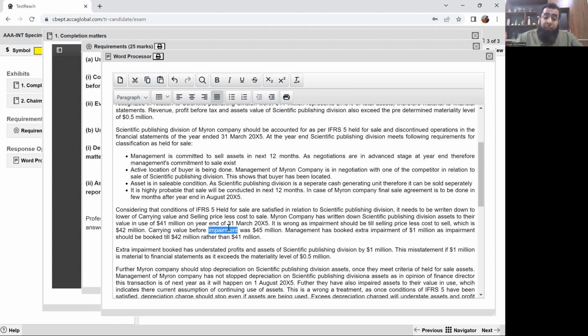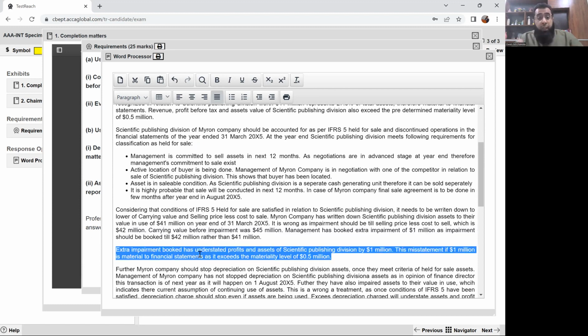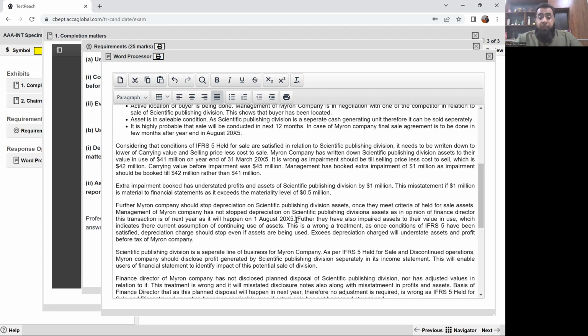Okay. Then we referred that, okay, that over-payment was charged. We referred to the scenario. We made a judgment that, okay, the profits and assets are understated. Be specific that, okay, assets of scientific publishing division are getting affected. Then we commented on the depreciation charge thing.